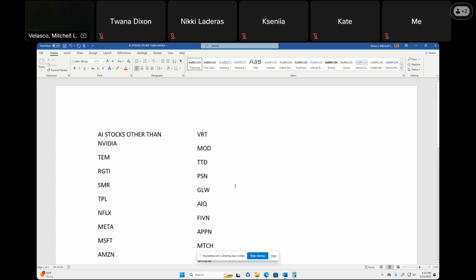But yeah, this is a good sample to at least get you exposure to AI if you want. But again, do your homework before you put any money into these. See what they do. See what the stock does. But again, at least this should give you some ideas.